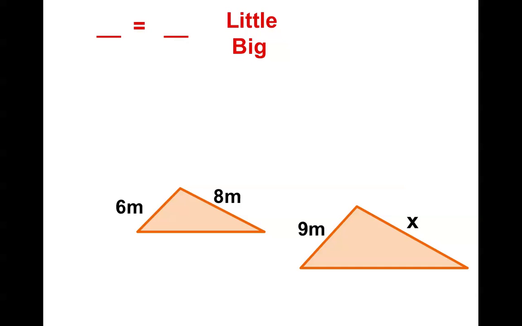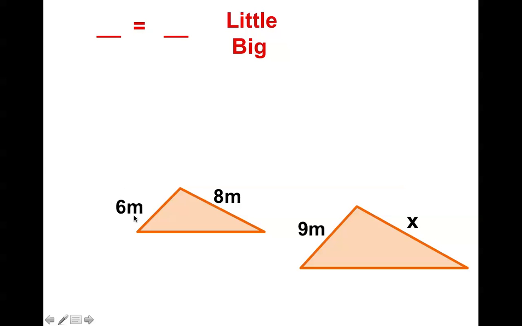So, do you notice I have a little shape and I have a big shape? We have to set up a proportion here. And so I'm going to have all the little shape's numbers up top in the numerator and all the big shape's numbers down below in the denominator. So my 6 and my 8 will go up top.